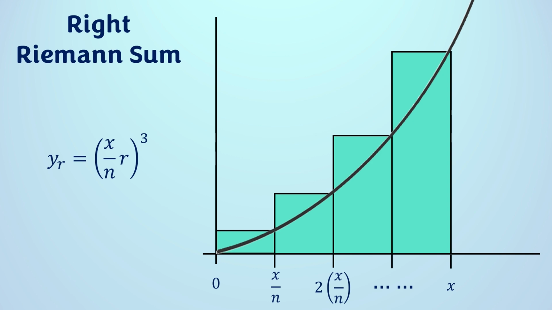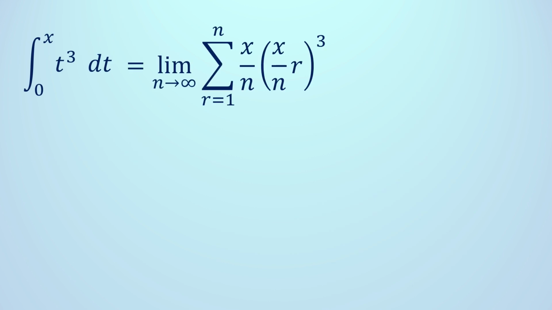But then all we have to do is work out the Riemann sum by multiplying that by the width of each rectangle, meaning we end up with this integral being equal to the limit as n tends towards infinity of the sum from r equals 1 to n of x over n times by x over n lots of r all cubed. Oh, blimey, that was a mouthful to say. And so therefore we're going to go ahead and evaluate that.